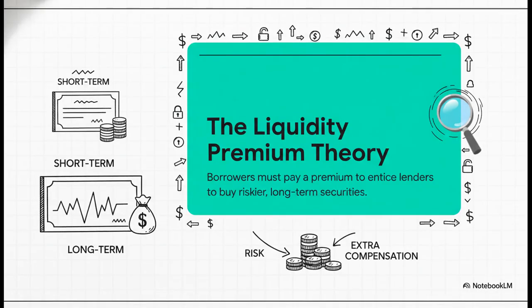But wait, it's not that simple, right? Expectations can't be the whole story, and they're not. This brings us to the liquidity premium theory. Think about it. Locking your money away in a bond for 30 years is way riskier than for just 3 months. Your cash is tied up and prices can swing around a lot more. So, to make it worth their while, investors demand a little something extra, a bonus. And that bonus is called a liquidity premium.